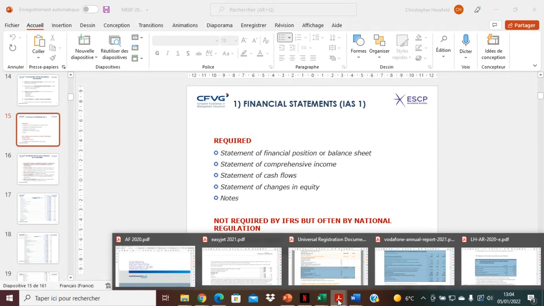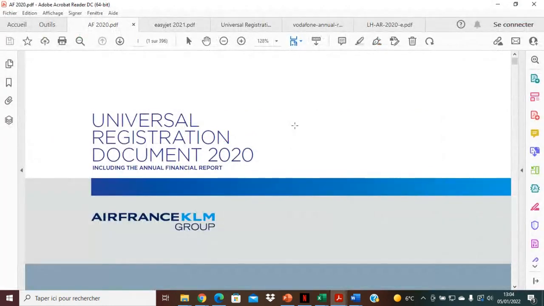So maybe let's have a look at the financial statements of Air France. They are on your platform on Canvas. So you have this document. First of all, we see here that for Air France, the financial statements are called Universal Registration Document. That's a French name, applies only in France.